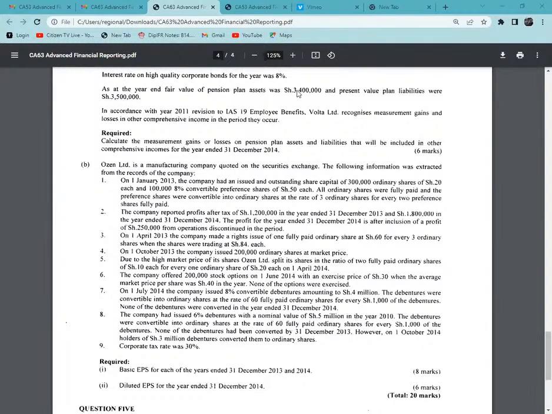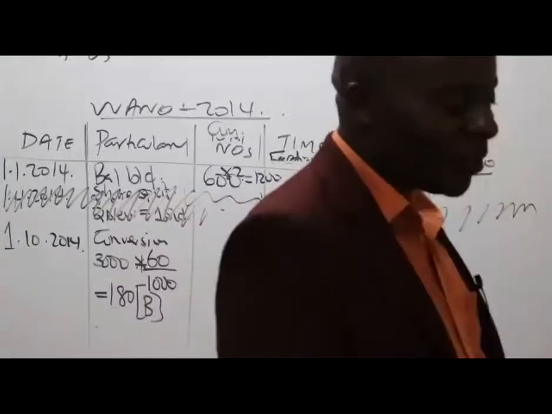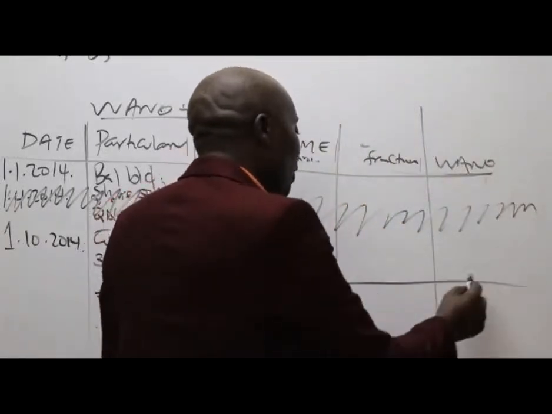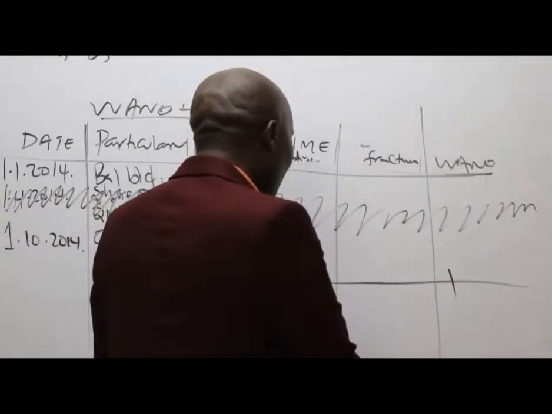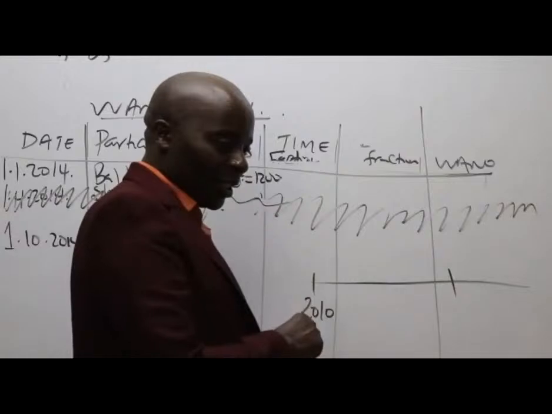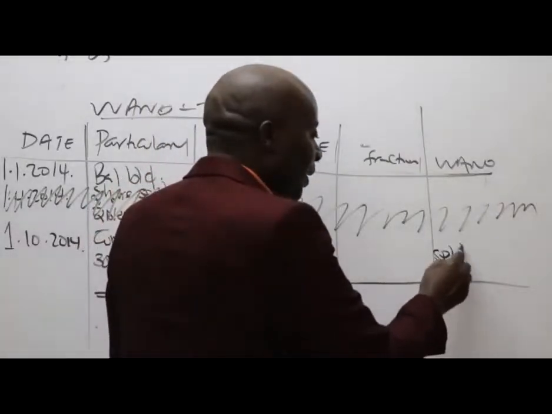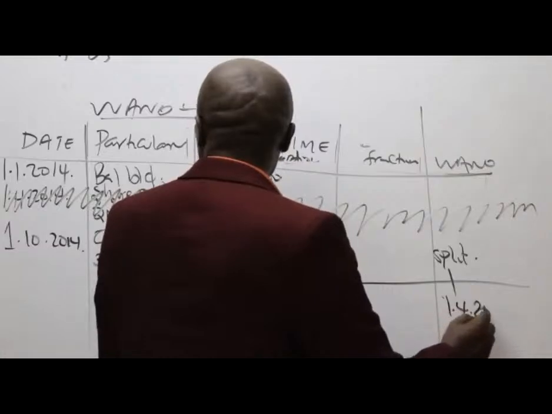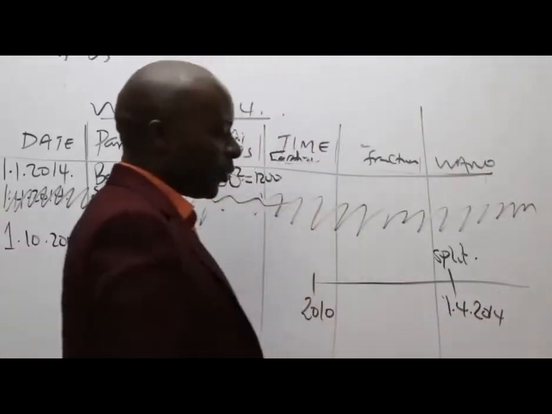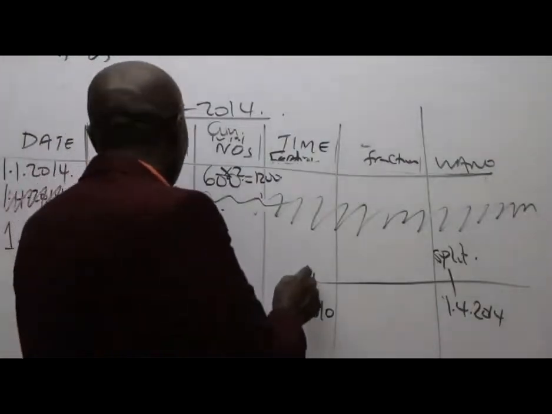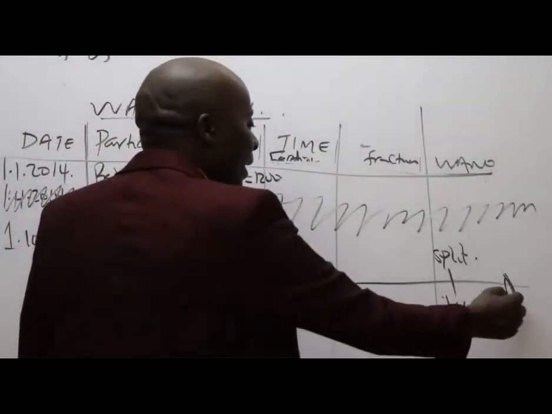How many ordinary shares? 108. Ladies and gentlemen, listen to me very well. We are saying here that these debentures that we are converting today were issued a long time ago in 2010. Then we had a share split, which happened on 1st of April 2014. And now these convertible debentures are being converted.